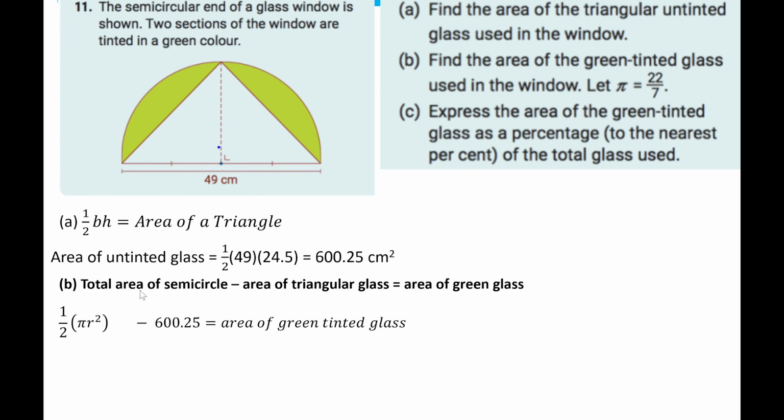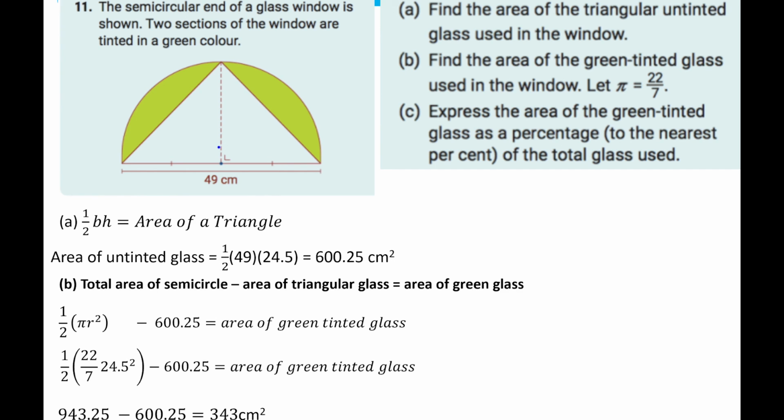The area of a semicircle is equal to pi r squared, the area of your circle, divided by 2. This is the same as writing a half times pi r squared. The area of your triangular glass has been found in part A. This is equal to 600.25. Let's find the area of our semicircle. Substituting in what we know, the area of your semicircle is a half times 22 over 7 times 24.5 squared.